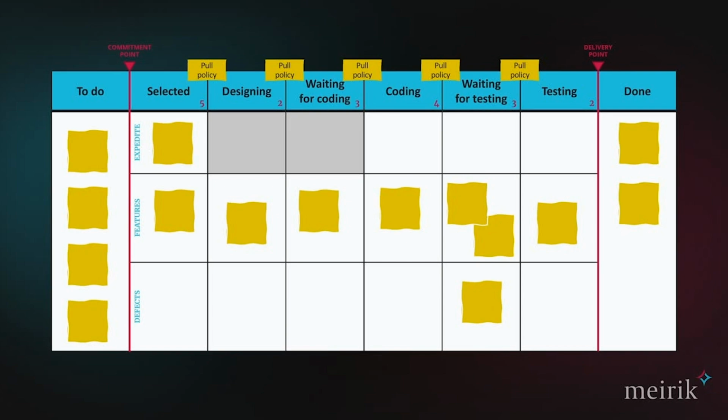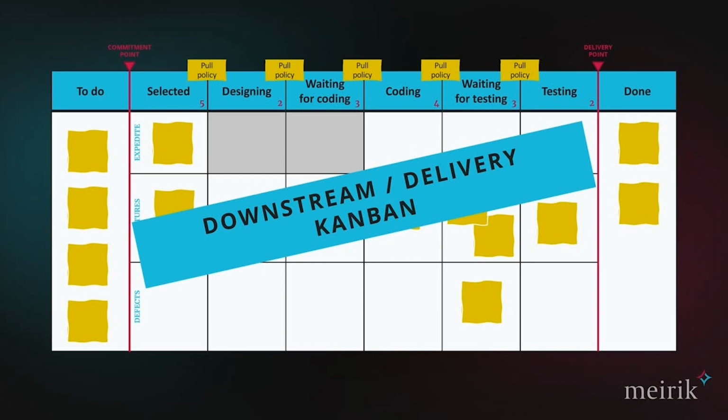There are also policies, like for instance pull policies, that we can visualize on the board, and so on and so on. A typical Kanban board, and the example is here on the slide, is in practice a so-called downstream Kanban or delivery Kanban. That means it's a Kanban system used to optimize the flow of work done in delivery.